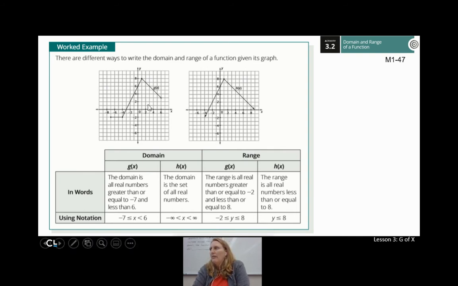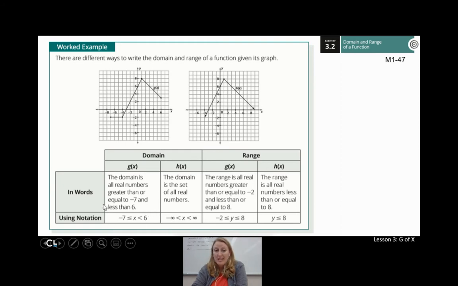So here I have 2 graphs. Now, as you can see, there's no arrows on the end of this. And maybe you can't see real well, but you can definitely see it in your book. It's easier to read in your book. But you can see it starts here and it ends there, and that's how it goes. So I would say the domain is all real numbers greater than or equal to -7 and less than 6. Notice how that's a closed circle at -7, so it does get included. That's why I say greater than or equal to -7. But 6 is open, so we don't include 6. So it's less than 6.